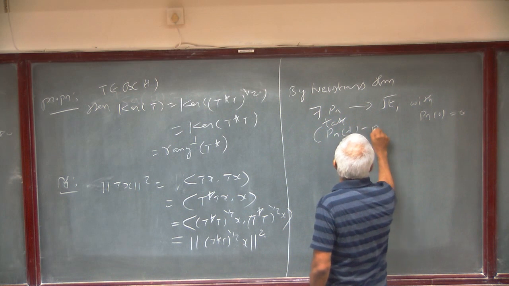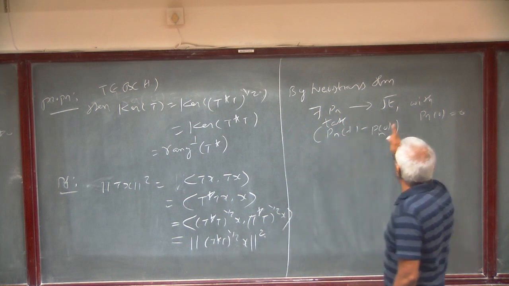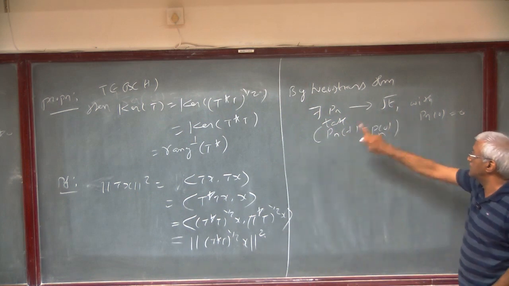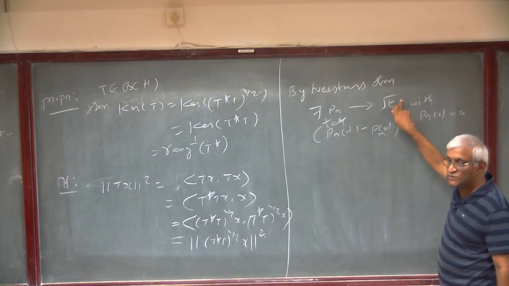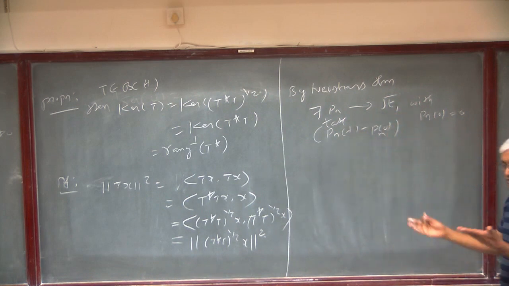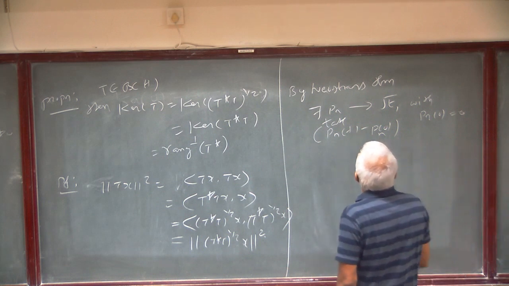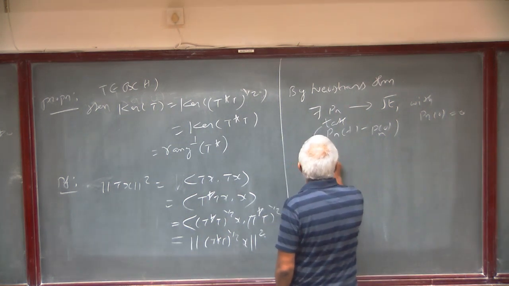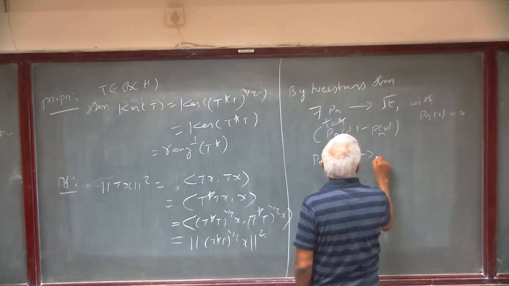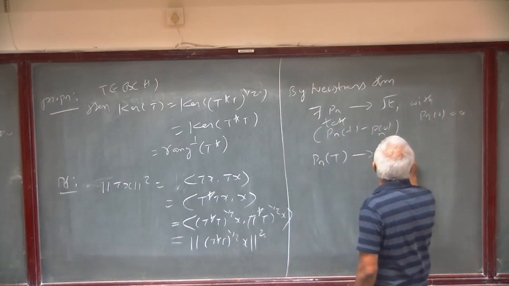Pn(t) minus Pn(0). Since Pn(t) converges to root t, Pn(0) will converge to root 0. So you can replace it with this. So there exists a polynomial such that Pn of t converges to t to the power half.